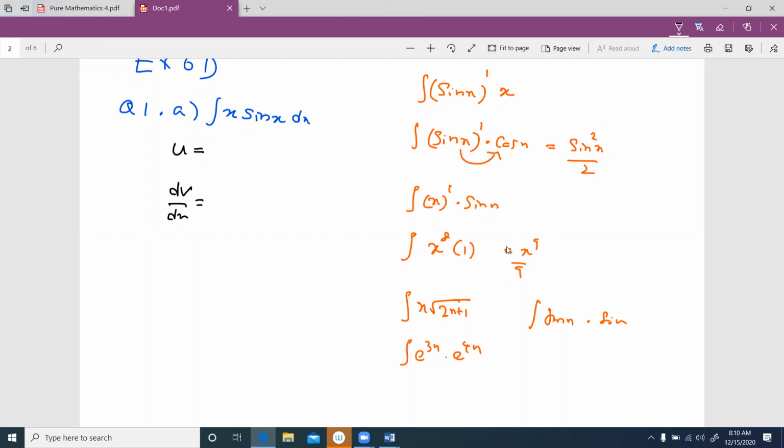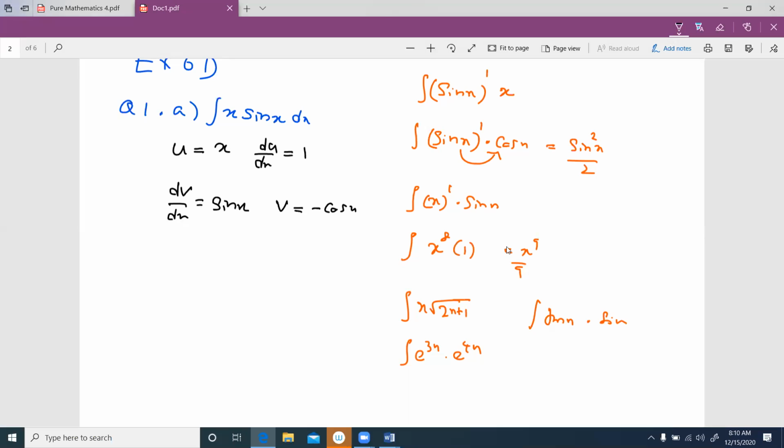Right? Then, according to the priority for u, the first priority goes to the log function. There is no log function. The second priority goes to the function that simplifies on differentiation. The third priority goes to what converts in the next differentiation. So here it's not a problem. You can consider u as x. Therefore, du by dx becomes 1. Then dv by dx is sin x. Then v becomes the integration of sin x, which is minus cos x.